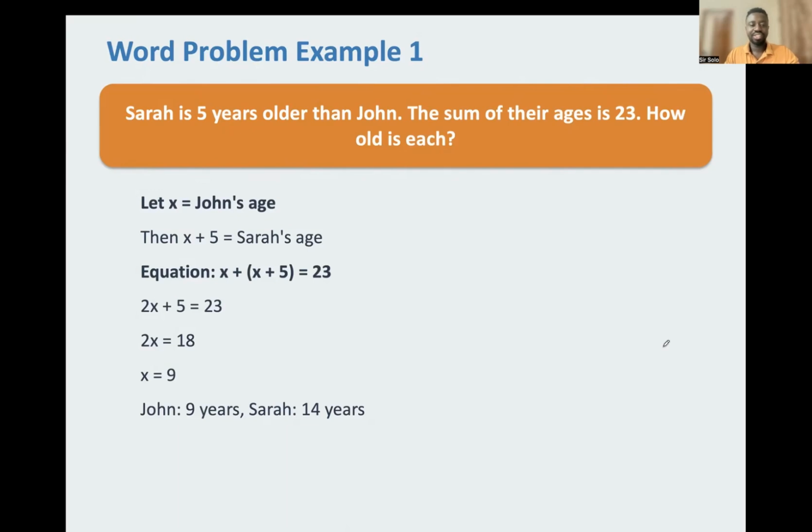Sarah is 5 years older than John. The sum of their ages is 23. How old is each? So there are two people.